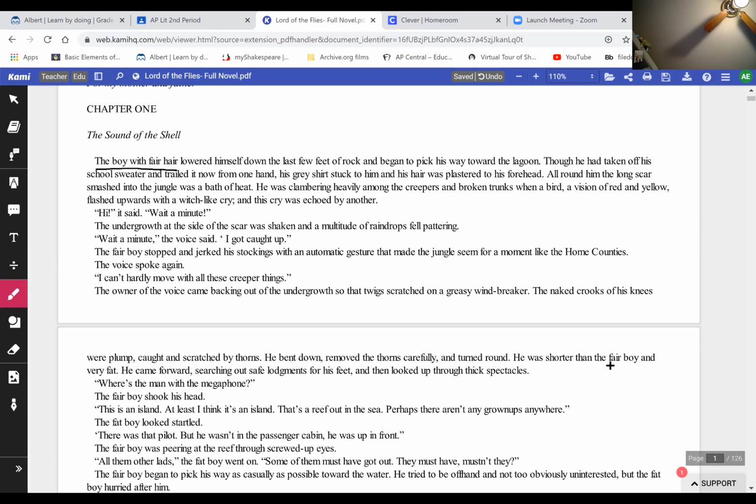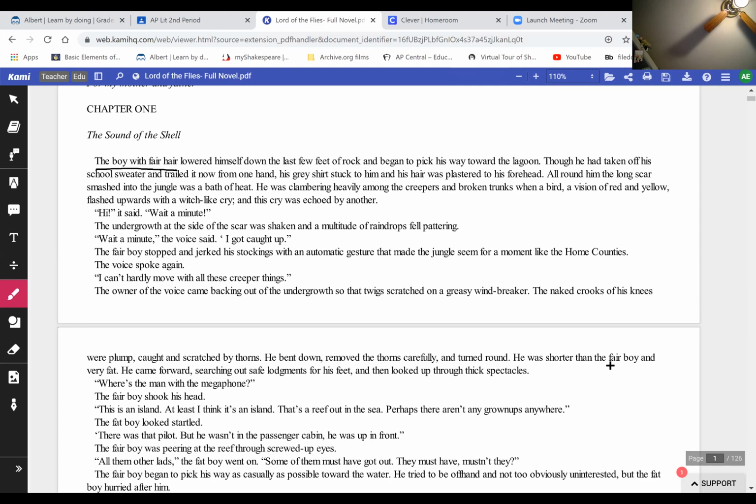The boy with the fair hair, and there are all kinds of descriptions that I've asked you to go through and find of Ralph. In a way, we immediately, as readers, start to identify with Ralph, and we see him as the leader right away, as all the boys do. So Golding is giving us the understanding of why the boys immediately select Ralph as the leader, and not some of the other boys.